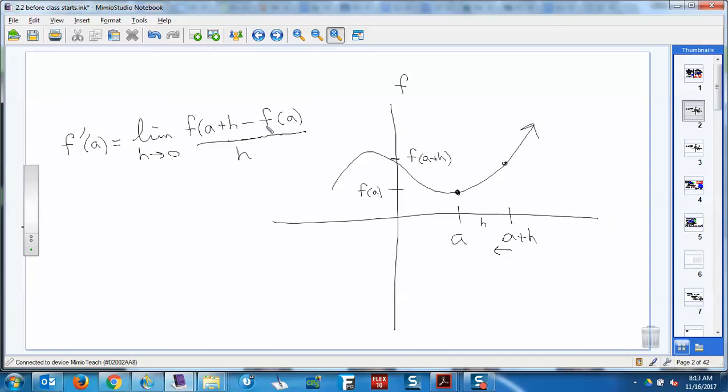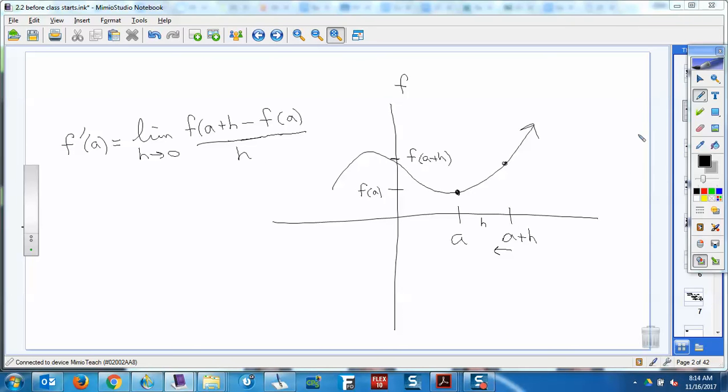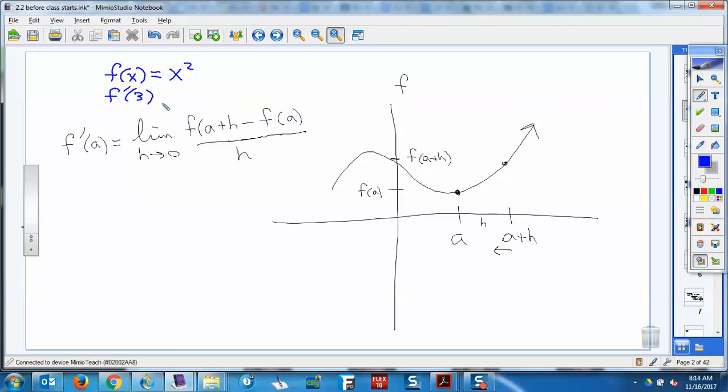Well, let's just do a quick example. I'm not sure if you might have had one like that, I don't think so. I think I took that one out of the homework. So let's say we had f of x equals x squared, and we wanted to find f prime of 3. Right? What would I set up for this one? F prime of 3 would equal, tell me what to write.